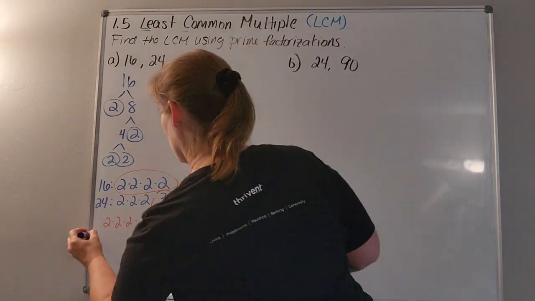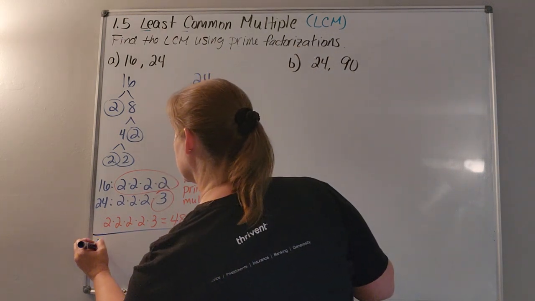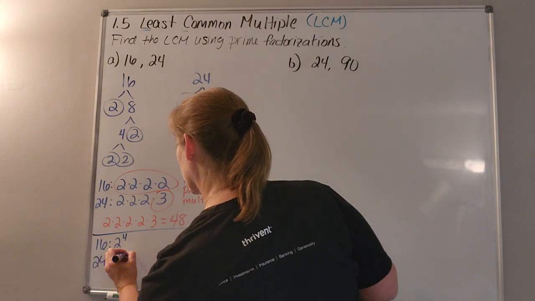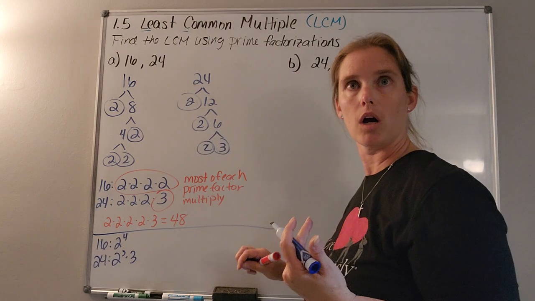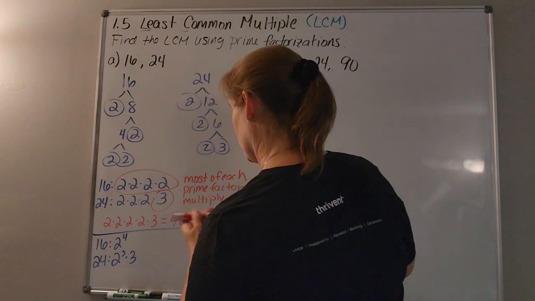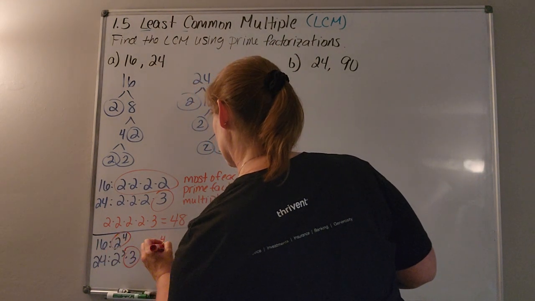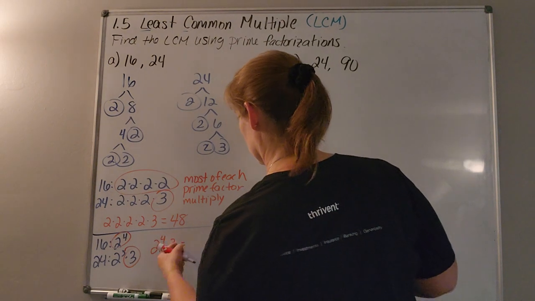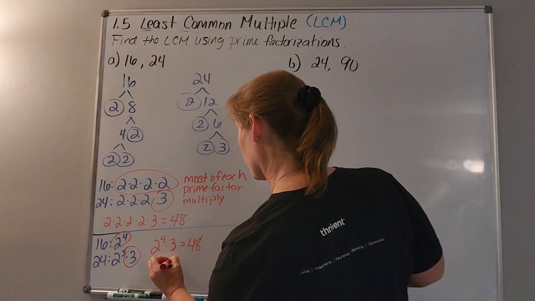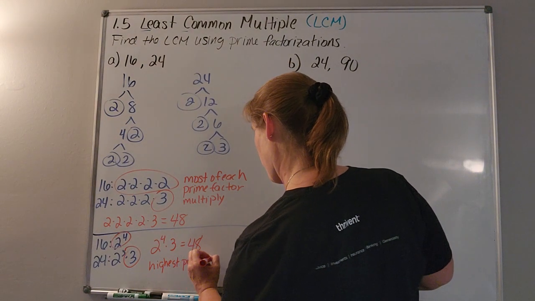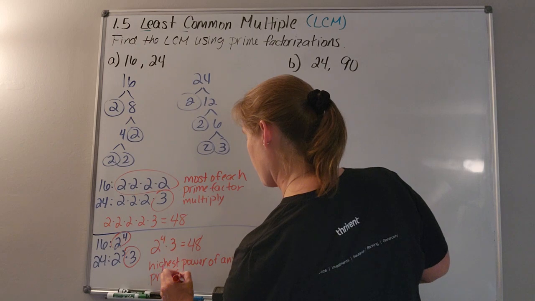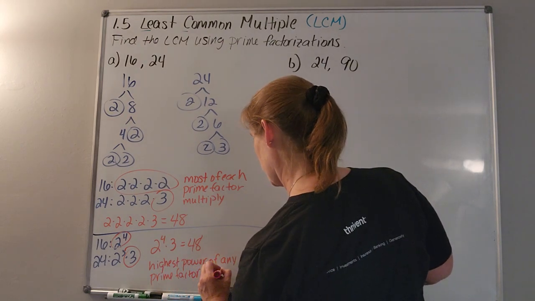Or 16 is 2 to the 4th, 24, 2 to the 3rd times 3. Highest power of any prime factor and multiply. So 2 to the 4th times 3, that's still 48. So highest power of any prime factor and multiply.